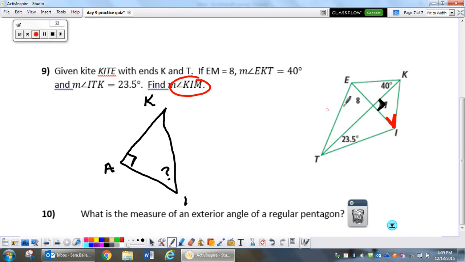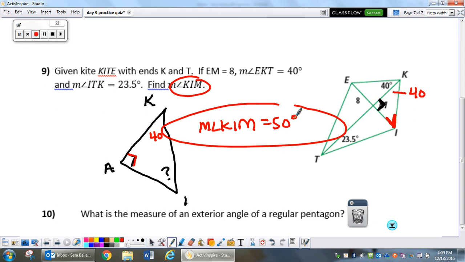We also know that the diagonals of a kite bisect the end angles, so that is 40. So now it's basically just finding the missing angle of a triangle, which add up, subtract from 180, measure of KIM should be 50 degrees. Okay?